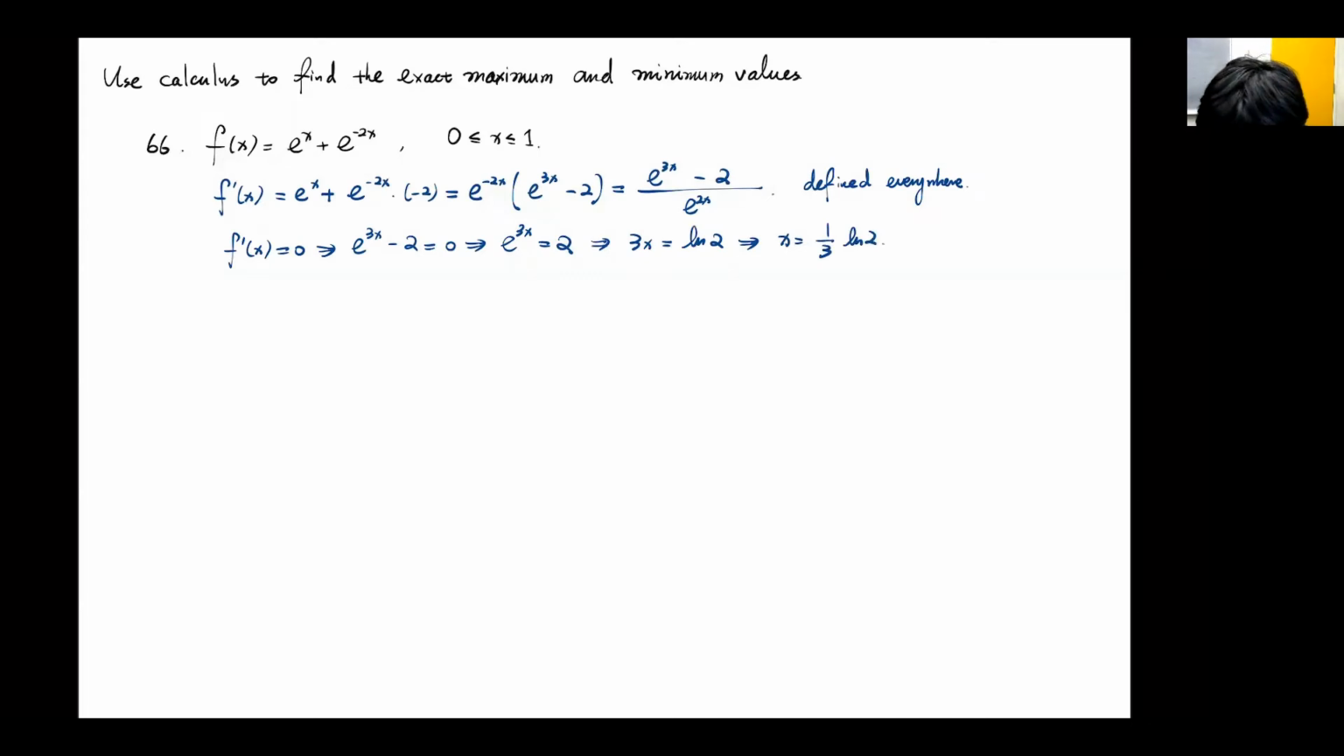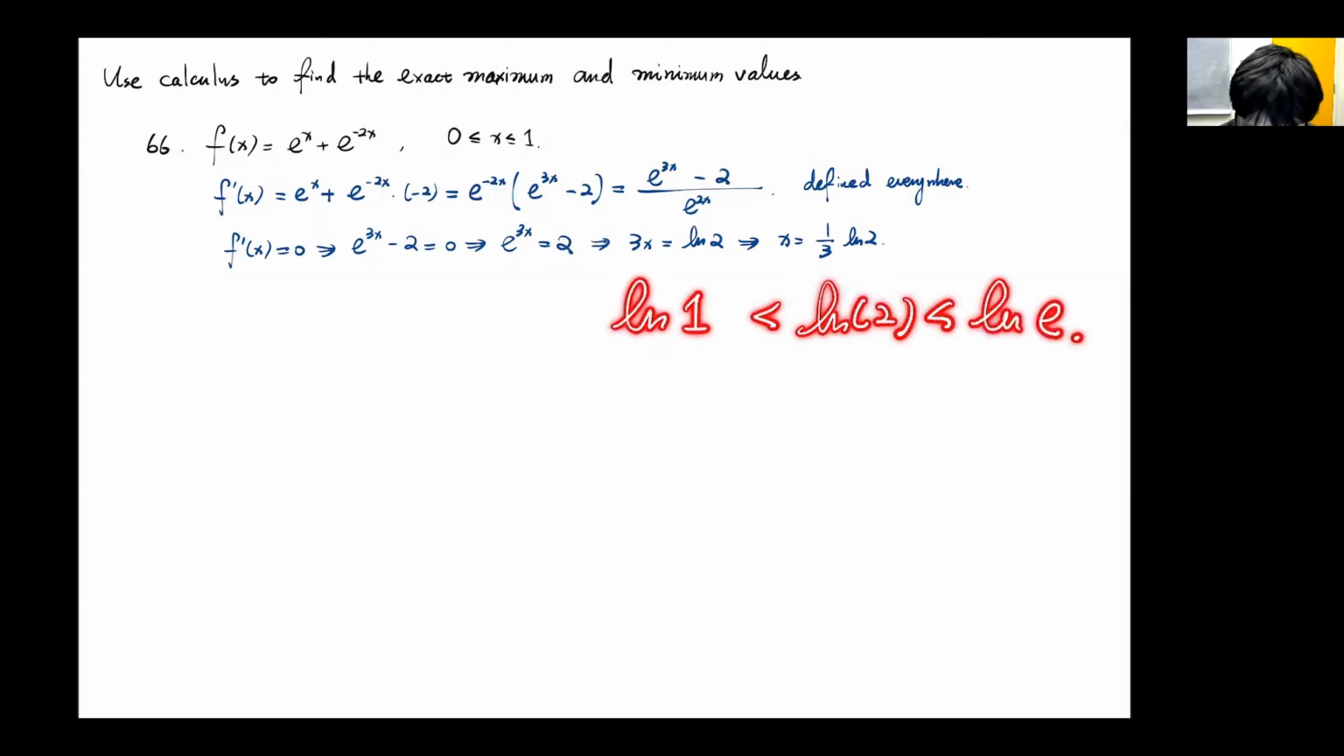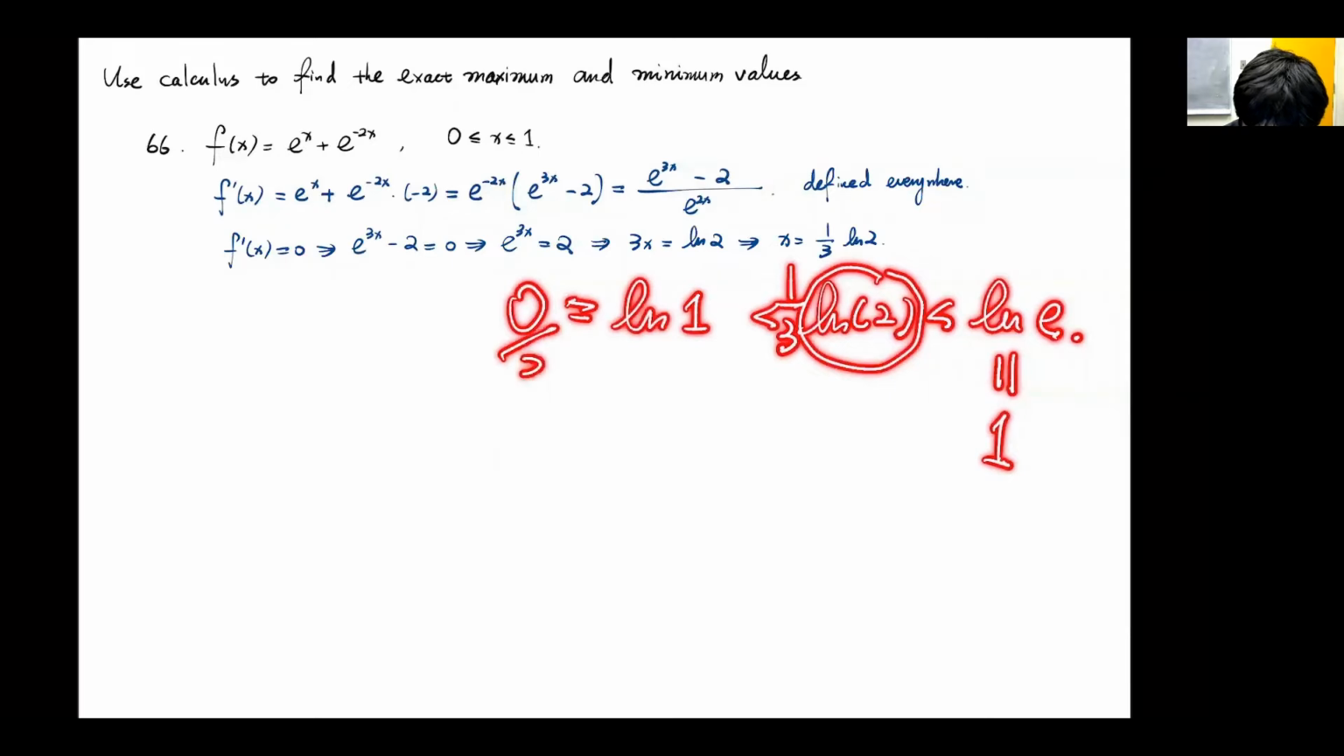But let's be a little bit careful, to make sure that this guy is really sitting inside the domain. So we know that natural log of 2 is first greater than natural log of 1, and less than natural log of e. Natural log of e equals 1, and natural log of 1 equals 0. So this is indeed a number between 0 and 1. If you multiply it by 1/3, it will still be a number between 0 and 1/3, but such a number is certainly between 0 and 1. So yes, this guy is inside the domain for sure.